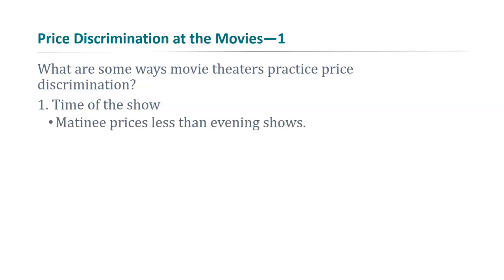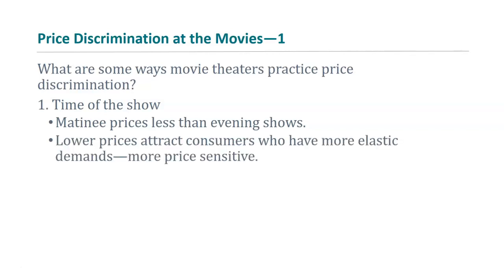Matinee prices are less than evening shows because those lower prices attract consumers who have more elastic demand. They're more price sensitive. You may not have gone to see the movie if it costs a lot, but hey, if you can go at 11 o'clock and see something for a lower price, maybe you will, right? So it attracts those who are able to come during the day and who wouldn't have come for a higher price.